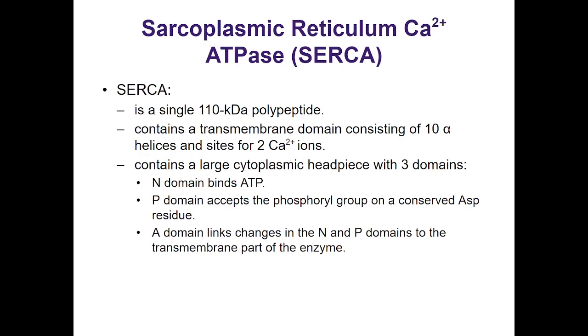Okay, so the SERCA, this is a single 110 kilodalton polypeptide. It contains a transmembrane domain consisting of 10 alpha helices and sites for 2 calcium 2+ ions. It contains a large cytoplasmic headpiece that has 3 domains. There's the N domain that binds the ATP, the P domain that accepts the phosphoryl group on a conserved ASP residue. The A domain, please do not confuse the A here with the ASP and ATP and all that, okay? Kind of easy to do. Anyways, the A domain links the changes in the N and P domains to the transmembrane part of the enzyme.